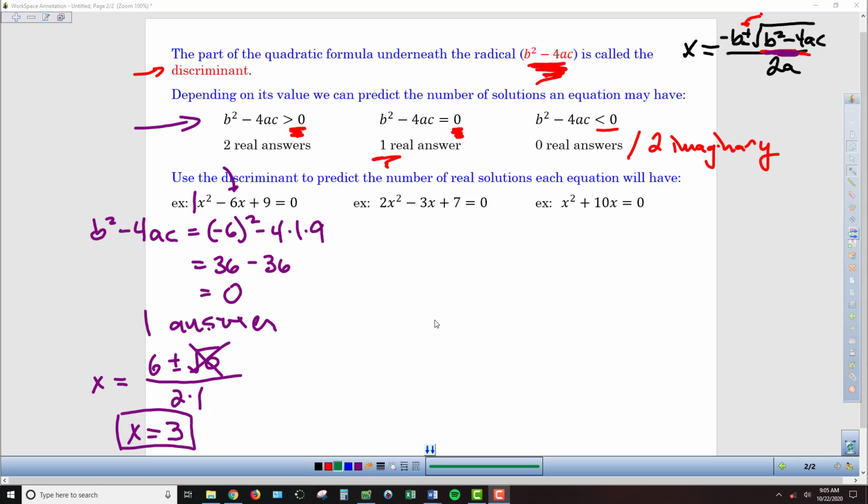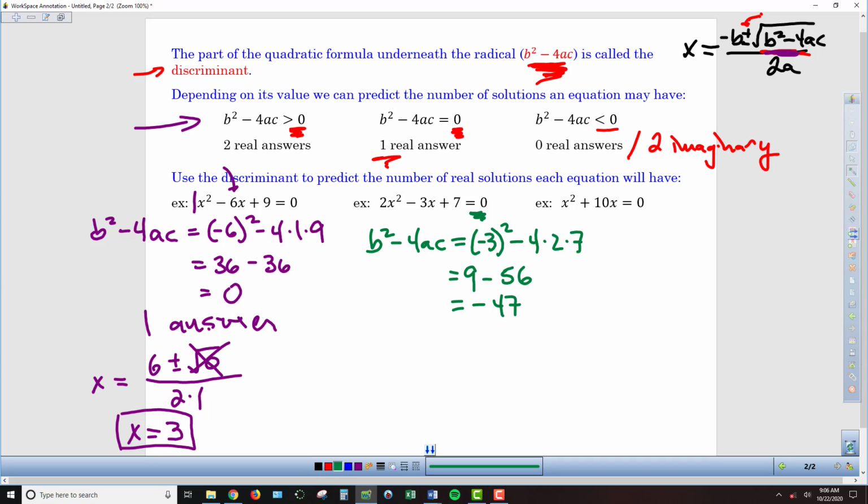So for the second one, again, we do have to verify to make sure that it's set equal to 0 before we can start to use those coefficients a, b, and c in our discriminant formula. So b squared minus 4ac in this case is going to be negative 3 squared, so that's b squared, minus 4 times 2 times 7, so 4 times a times c. So we've got negative 3 squared is 9 minus, and then 4 times 2 is 8, times 7 is 56. So 9 minus 56 is going to give us a negative 47.